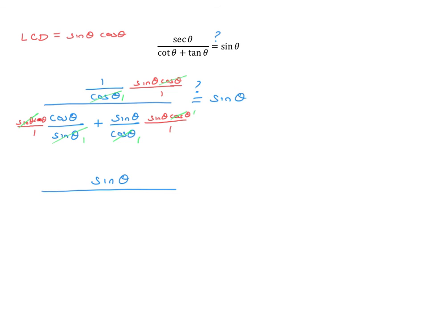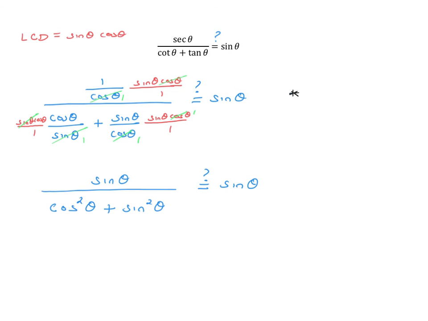In the denominator, we have cosine times cosine, so that's cosine squared of theta, plus, okay, I have sine times sine, that's sine squared of theta, and hopefully, maybe, that's actually equal to sine of theta when all is said and done. And I know the answer at this point. This is going to work out.